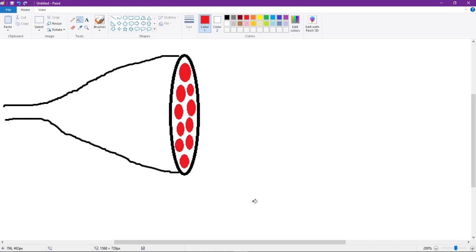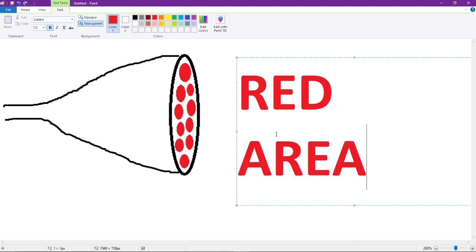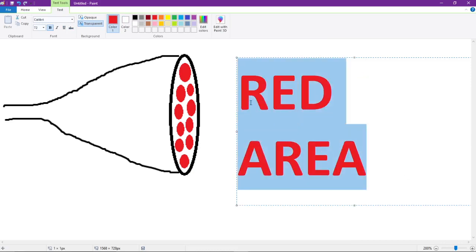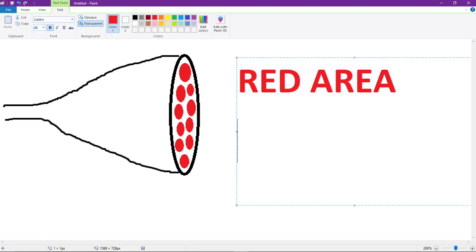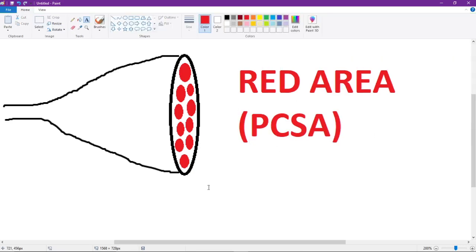Now, if I add up this area, this red area, now I am just taking the red area. Now this red area it will be called as the physiological cross-sectional area. So this is very important to note that only and only the active component area, it is the actual physiological cross-sectional area of this particular muscle belly.